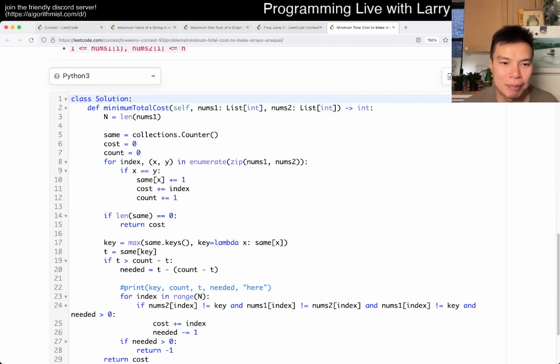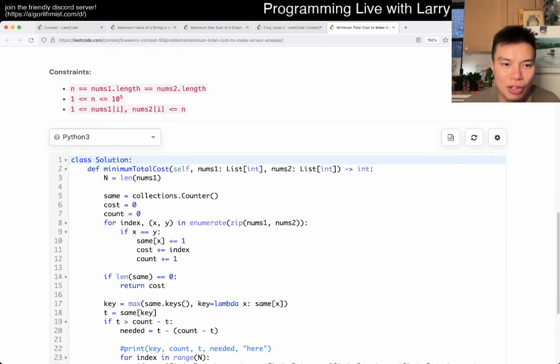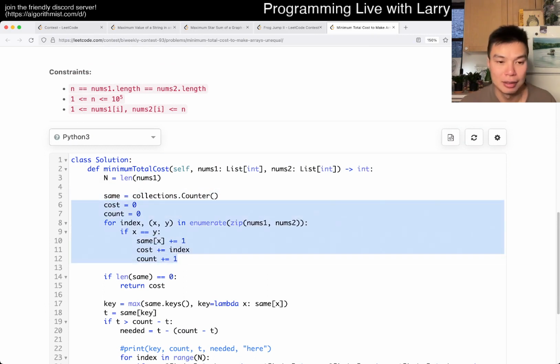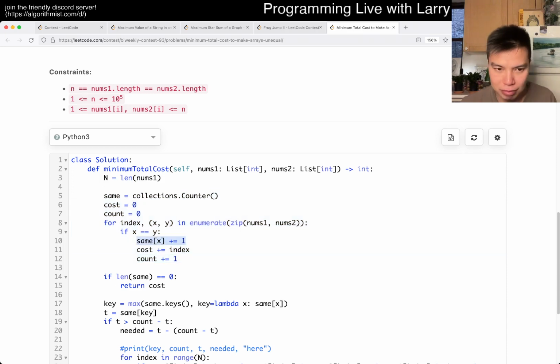Sorry, that's a lot of talking. But let's go over the code, right? First, I have a counter. For every value, I keep track of the count. If they're the same, that's the count of the numbers that we have to move, because if they're not the same, then we don't have to care about it. We add the cost because we have to move this no matter what. And you can always move it to 0 and then do that crazy swap thing that we talked about, so we can add the index.